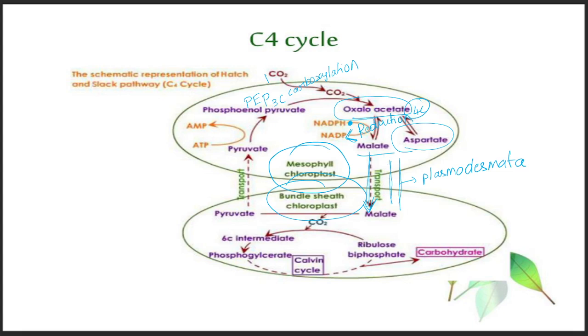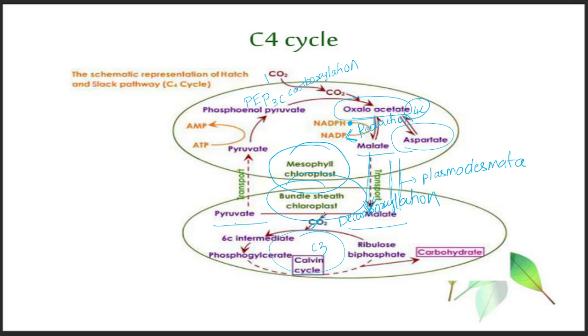This malate ion is transported to the bundle sheath cell. This malic acid releases one carbon dioxide. This carbon dioxide enters the C3 or Calvin cycle, where formation of glucose takes place. In order to increase the carbon dioxide concentration in the bundle sheath cell, this mechanism is arranged like this. This malate releases carbon dioxide. This is the decarboxylation reaction.